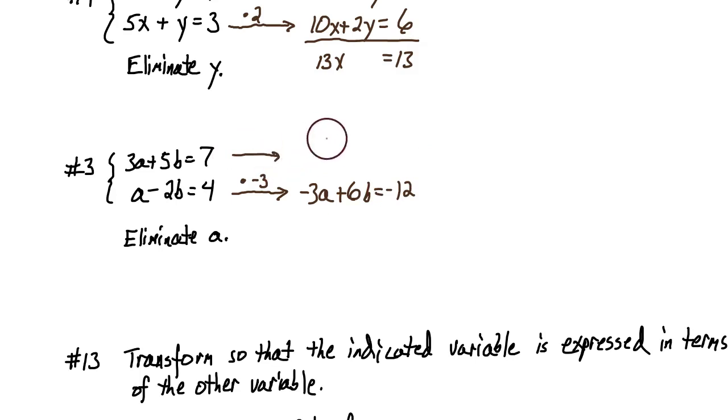Let's keep the first equation the same as it is. 3a plus 5b is equal to 7. Now when we combine them together, the a terms cancel away, and we have 11b is equal to negative 5. If we wanted to solve the system, we would continue this process and solve for b, and then use that answer to solve for a. But in the oral exercises, we were only asked how to make the a terms be opposites of each other.